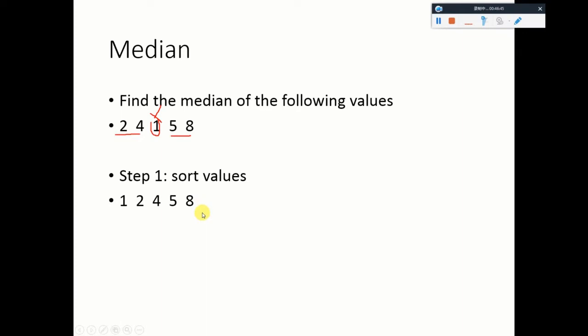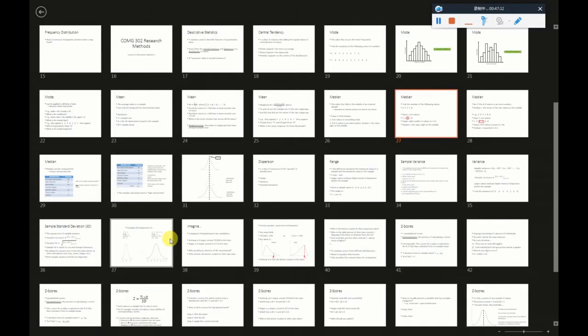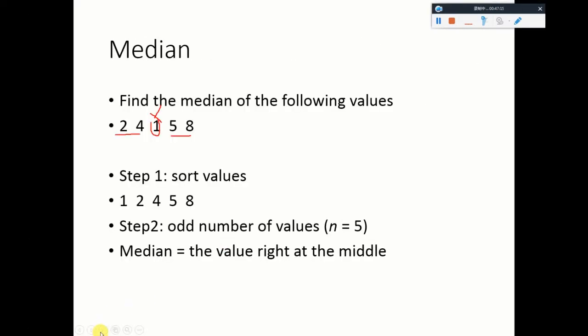The second step is to count, to determine whether the number of values in this sample is odd or even. So we have 1, 2, 3, 4, 5. 5 is odd, right? Then the median will be the value that is right at the middle of the sample. So it'll be 4. Okay, so the correct answer, sorry about that, the correct answer is 4. Okay, that's the median.